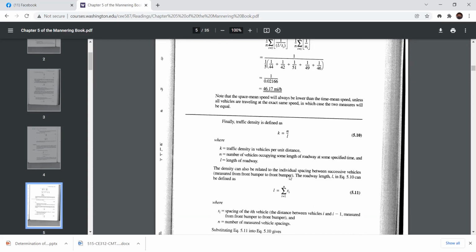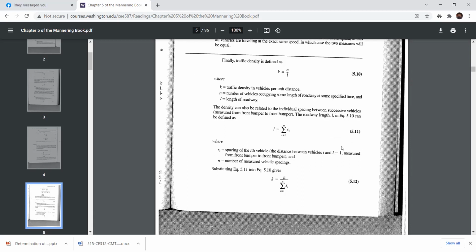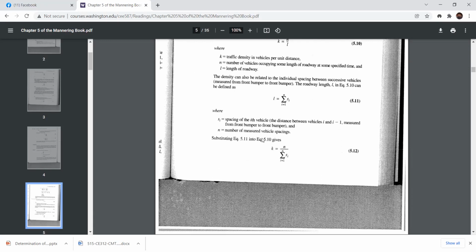Finally, the traffic density is defined as K equals N over L, where K represents the traffic density in vehicles per unit distance, N is the number of vehicles occupying some length of roadway at some specified time, and L is the length of the roadway. The density can also be related to the individual spacing between successive vehicles, measured from front bumper to front bumper, and can be defined where S sub i is the spacing of the ith vehicle, the distance between vehicles i and i minus 1.